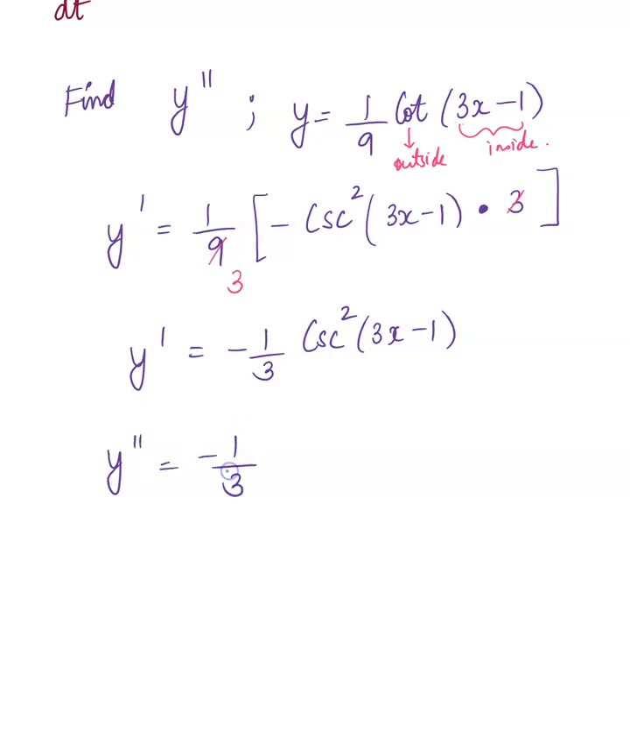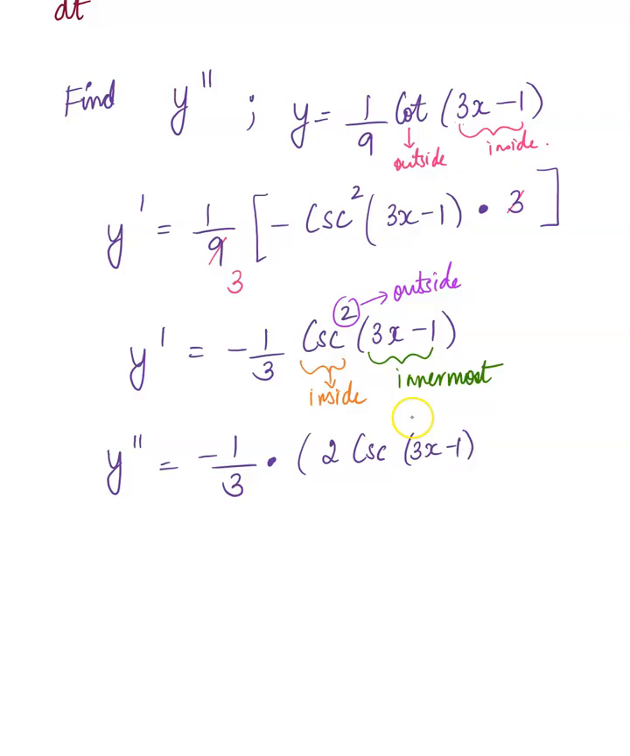Once again, the constant can be kept outside, and we need to do the derivative of cosecant squared 3x minus 1. So here what you notice is this is your outside, because it's a power. Then this becomes your inside, and this is your innermost. Okay. So I need to work on the power first. So it's going to be 2 times cosecant of 3x minus 1. Power 1, so I'm not writing the power. Okay. So that's the derivative of the outside times derivative of cosecant x.